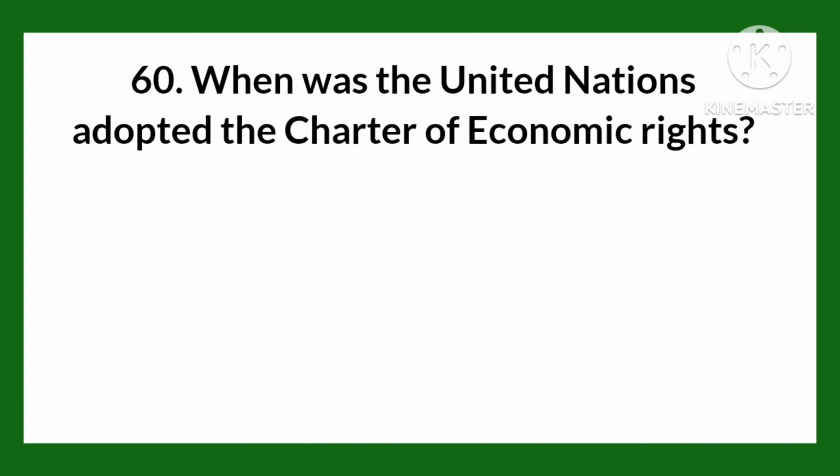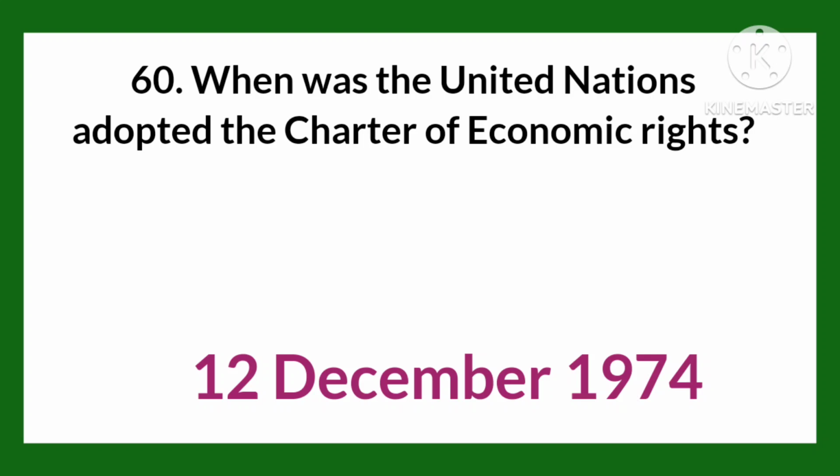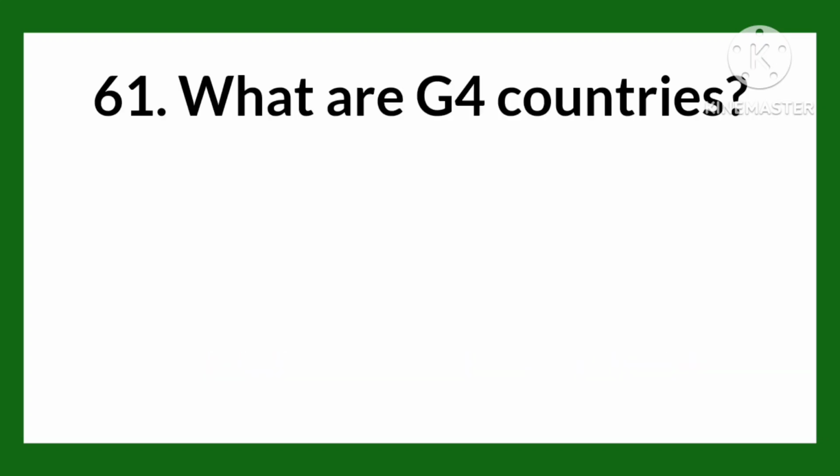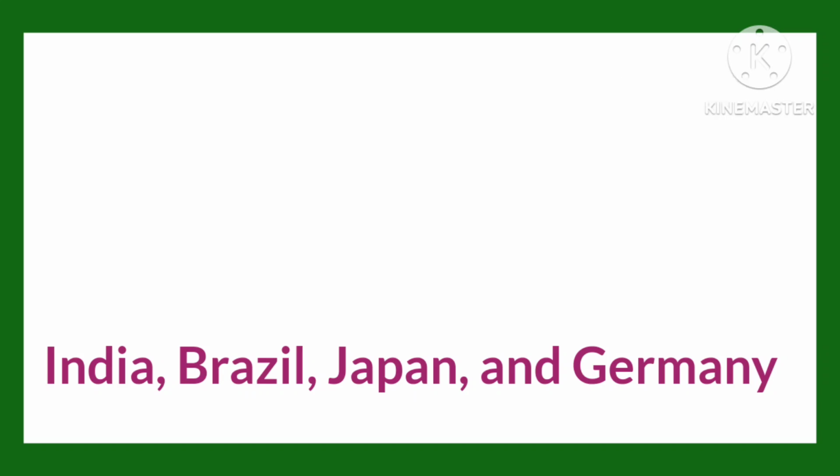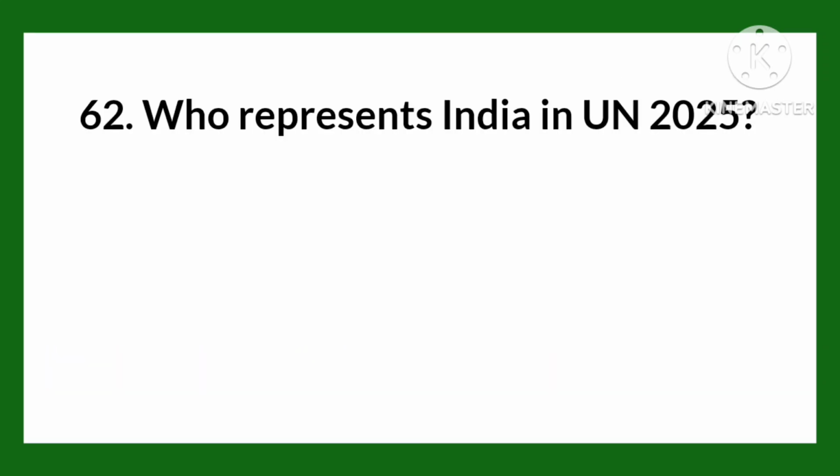Question number 60. When was the United Nations adopted the Charter of Economic Rights? Answer. 12th December 1974. Question number 61. What are G4 countries? Answer. India, Brazil, Japan, and Germany are the G4 countries.